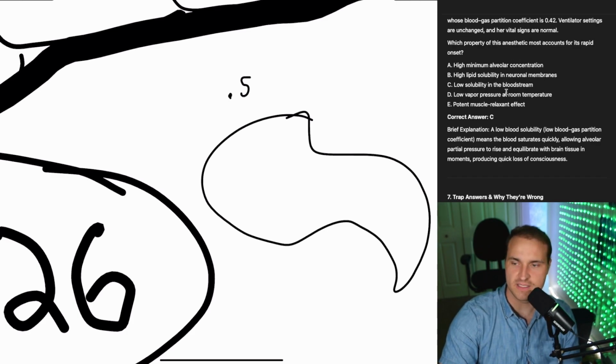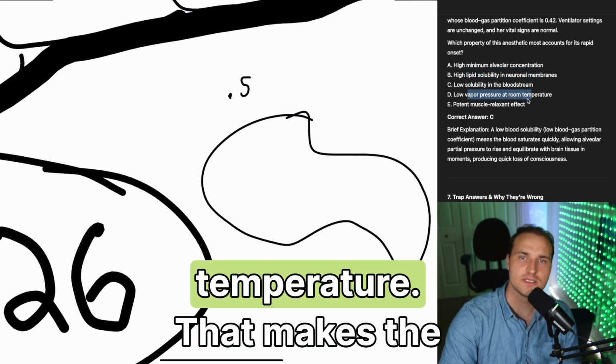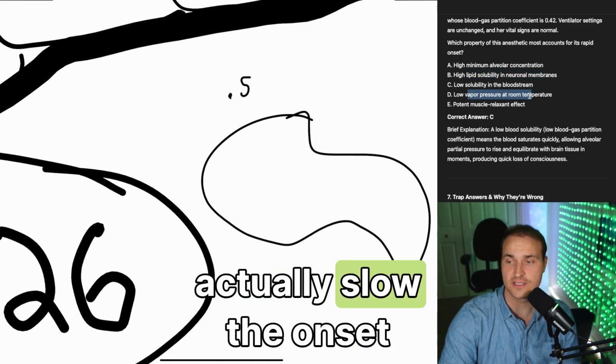And I know this can be confusing, so we'll talk about some of these trap answers. High minimum alveolar concentration. So the high MAC indicates low potency. High lipid solubility correlates with your potency. Vapor pressure at room temperature makes the delivery harder and it can actually slow the onset.